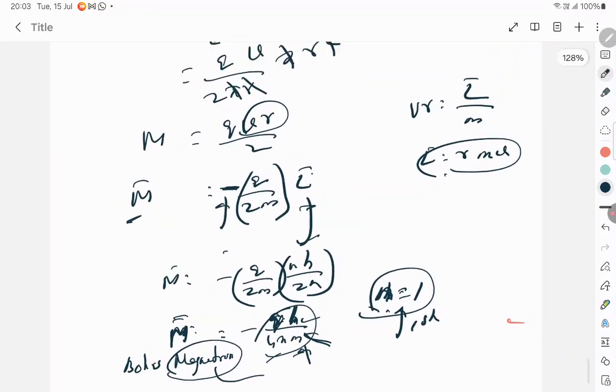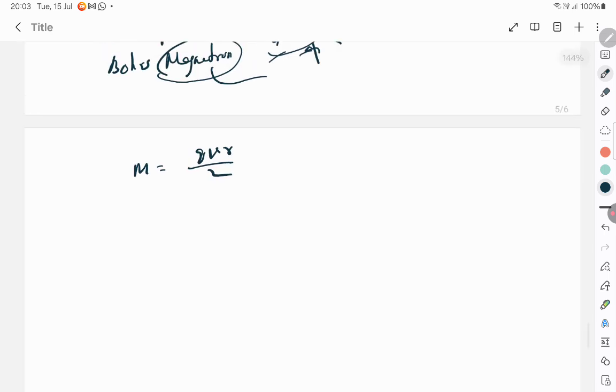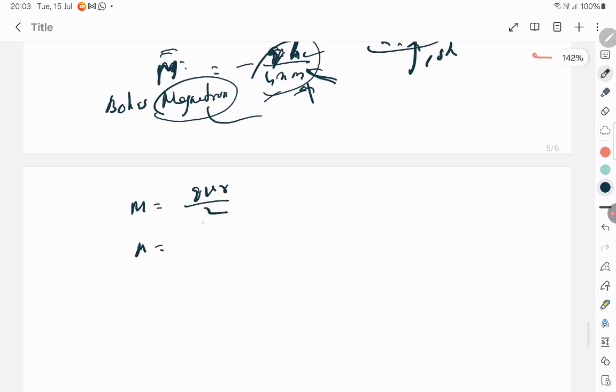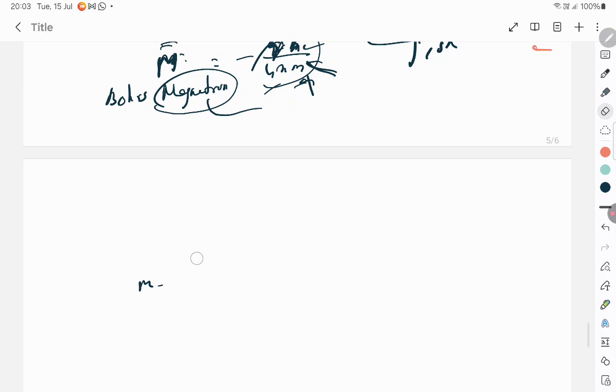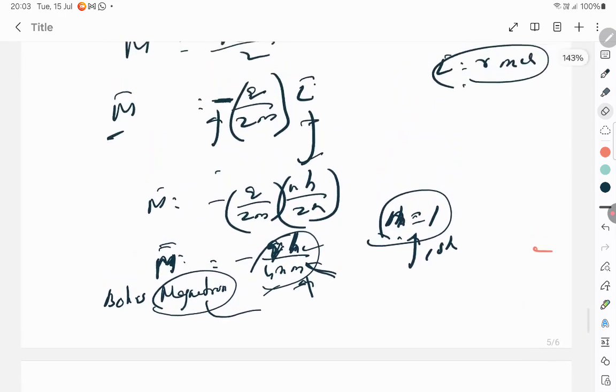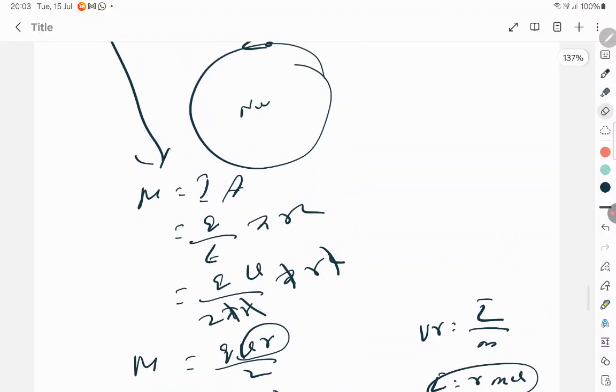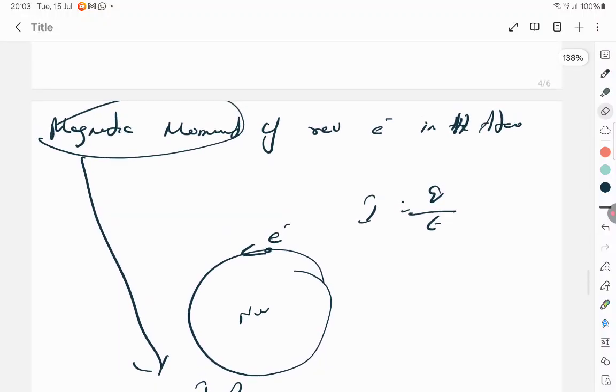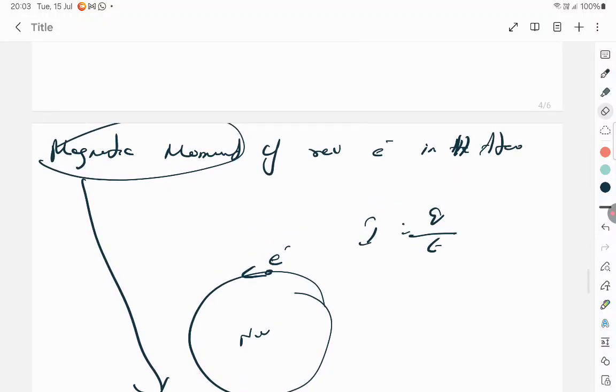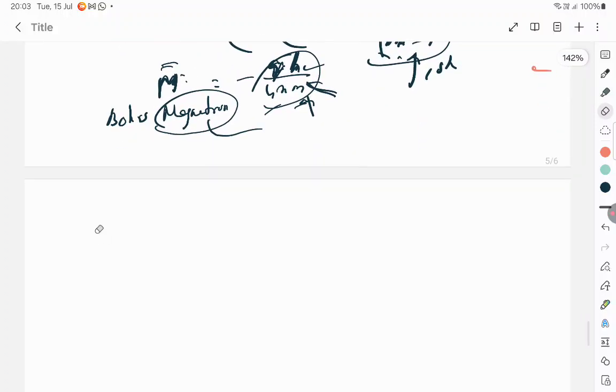Okay, so these formulas you should be really clear on, such as magnetic moment M is equal to qvr by 2, and it can also be written as minus q by 2m into L. You can also write L as nh by 2 pi. All these formulas you should be clear about because they'll come in numericals. 100% they'll ask you a numerical. So this is about a hydrogen atom, an electron revolving, and a magnetic moment. This is the formula you have to use to do all the numericals that come your way.